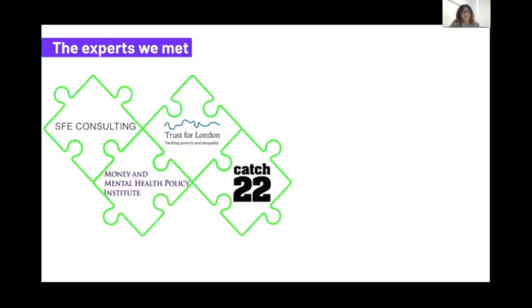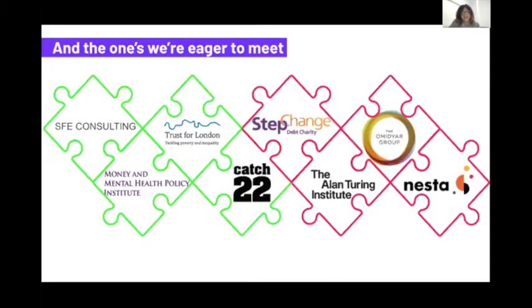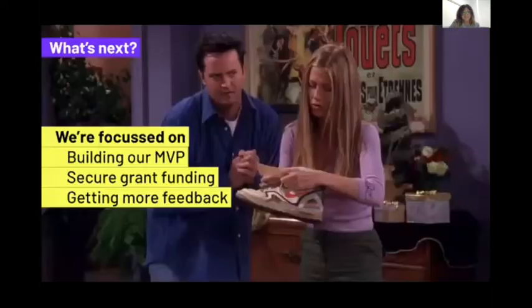Throughout the process, we met some amazing experts who were really excited by the work we're doing, and we're energized about where these discussions will lead. There were also people that we didn't quite get to, and we'd love to meet you too. Our next step is to take our MVP into development and secure the funding and feedback to fuel further learning.